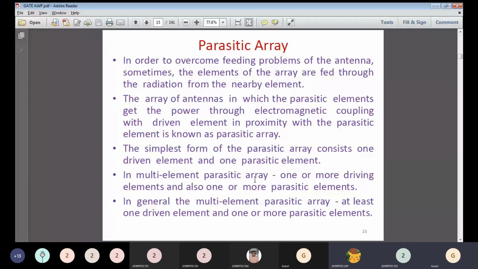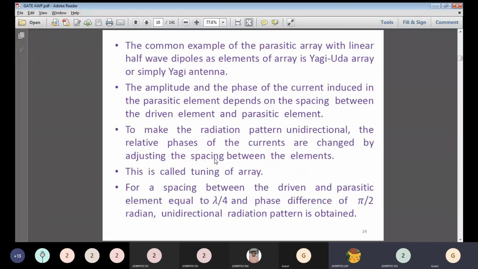The simplest form of the parasitic array consists of one driven element and one parasitic element. In a multi-element parasitic array, one or more driven elements are fed, along with one or more parasitic elements. In general, a multi-element array with at least one driven element and one or more parasitic elements is called a parasitic antenna.